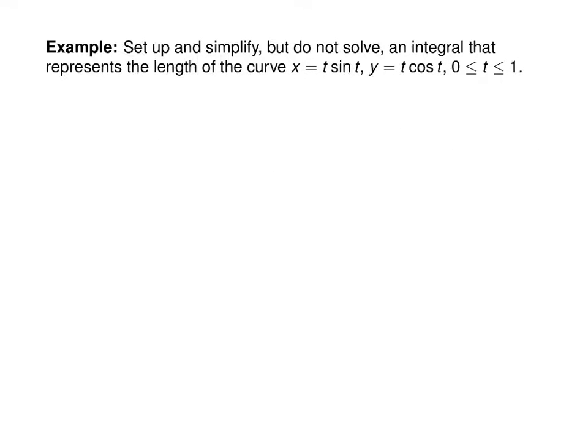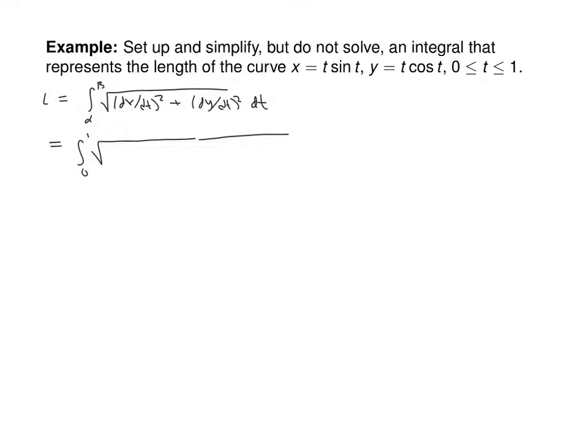So similar thing here, set up and simplify, but we're not going to solve an integral that finds the length of the curve. x equals t sine t, y equals t cosine t, when t is between 0 and 1. So the thing to remember here is that the arc length formula is given by an integral from, well, alpha to beta, root of (dx/dt) squared plus (dy/dt) squared, dt. So the integral from 0 to 1 of the square root, this is going to get awfully long.